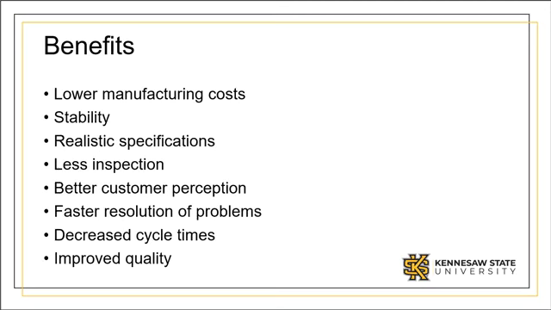Because SPC is proactive in nature, we can lower our manufacturing costs. This also helps us improve stability and set realistic and manageable specifications. This will lower the frequency of inspection and translate into a better relationship with our customer. The oversight that comes with SPC promotes faster problem-solving resolution, decreased cycle time, and improved quality.